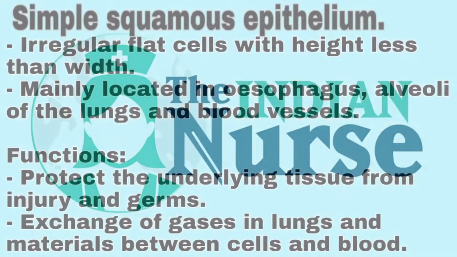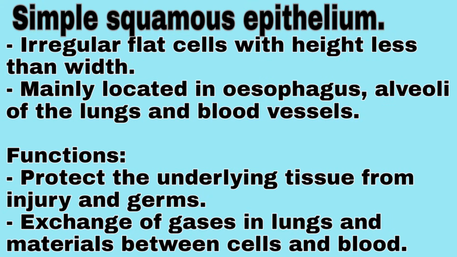Next question, simple squamous epithelium. First we'll see the introduction to simple squamous epithelium. It is irregular flat cells with height less than width, mainly located in the esophagus, alveoli of the lungs and blood vessels. We'll see the functions of simple squamous epithelium. First one, protect the underlying tissues from injury and germs. Second one, exchange of gases in lungs and materials between cells and blood. So this much about simple squamous epithelium.